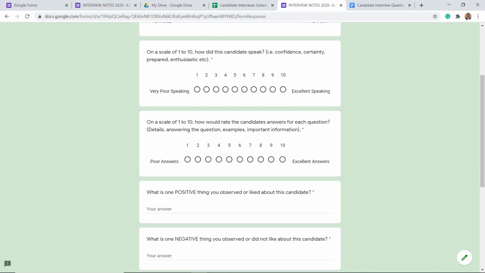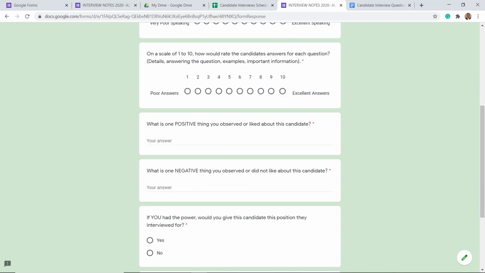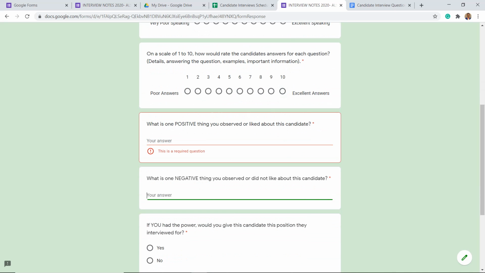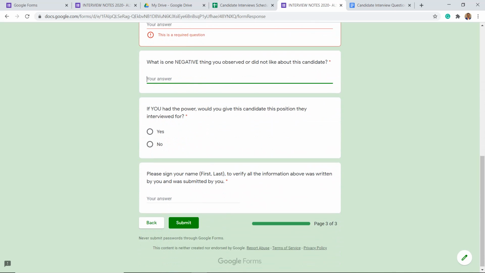Were the answers in depth? Were they detailed? Were they structured? Were they actual important information? If it was, give them a 10. If it wasn't, give them a 1. This question is to help you understand what the answers were. Did they answer the question or did they drift off somewhere else? That's important. Then give us one positive you liked about the candidate, one thing you think they should improve on, and then make an overall decision.